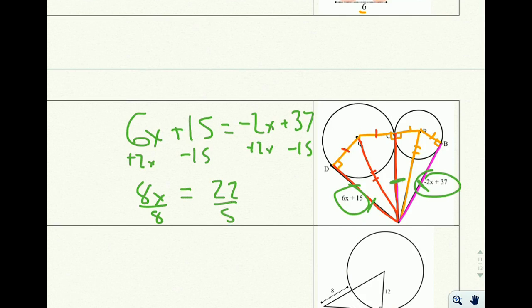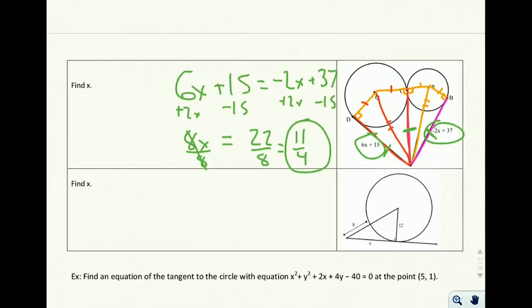Divide both sides by 8 to get x alone, and this side looks like we can reduce it to 11 over 4 if we divide top and bottom by 2. So it doesn't always come out to be something clean, but 11/4 would be our answer.